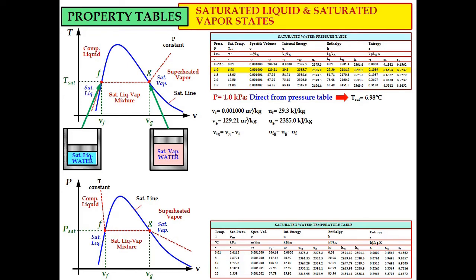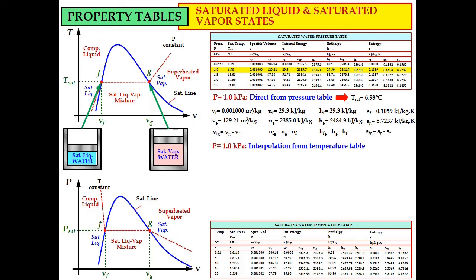And you can also obtain the data for internal energy, enthalpy, and entropy. For the data for saturated liquid, you need to refer to the values of vf, uf, hf, and sf. However, for the data for saturated vapor states, you need to refer to vg, ug, hg, and sg.